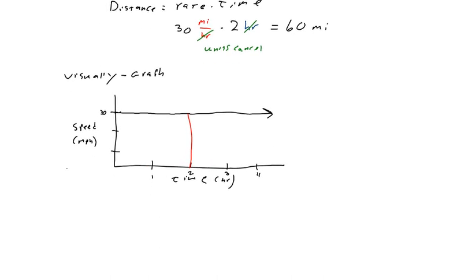So what we just did when we multiplied the rate times the time: my rate is here. This distance here is 30 miles per hour, and this space here is 2 hours.